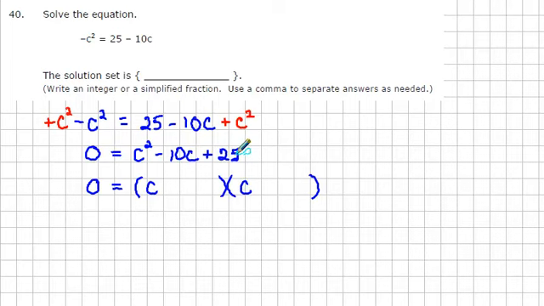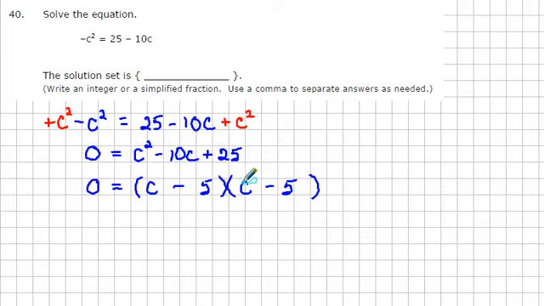Next, we want to make sure that the product of the last terms is 25. And we also want to make sure that when we add the product of the outer and the inner terms, we end up with minus 10c. So we're thinking of two numbers that when multiplied give us 25, and when added together give us negative 10. So those two numbers are negative 5 and minus 5.